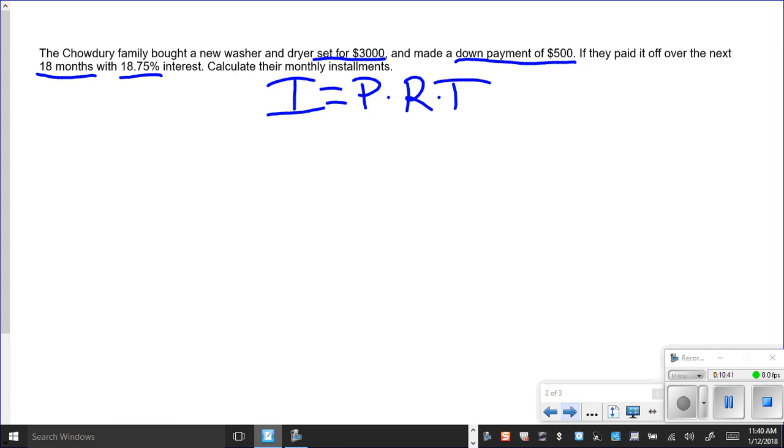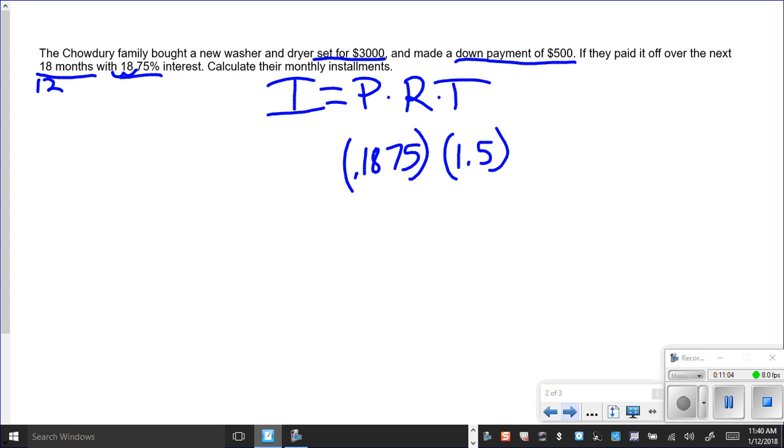But what do we have to do with 18 months? We want years and not months. Divided by 12. Good job. So that's going to be 1.5 years. We'll just drop that in there. And the rate is 18.75%. We'll just move that over, and we'll have to write four numbers down: 0.1875. Then we want our principal.